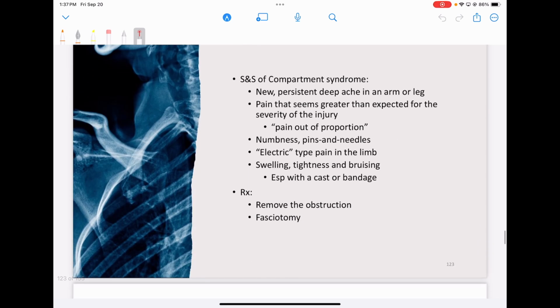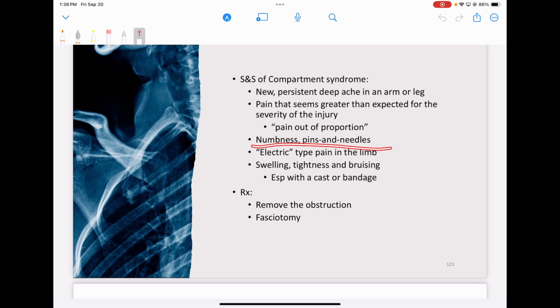Signs and symptoms. New persistent deep ache. Pain out of proportion. Okay, what does that mean? It doesn't look bad. You're looking at someone, they look okay, but they're complaining of severe pain that doesn't look like they should be having that much pain. They may not look like they have compartment syndrome, but if they're complaining of severe pain at some point, that's something you want to check out.